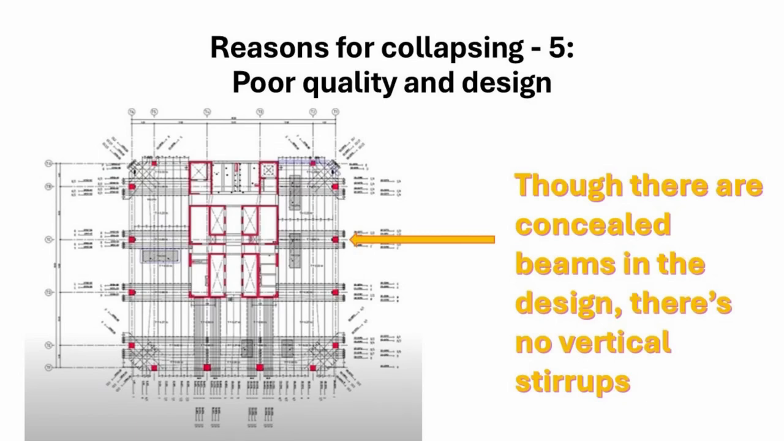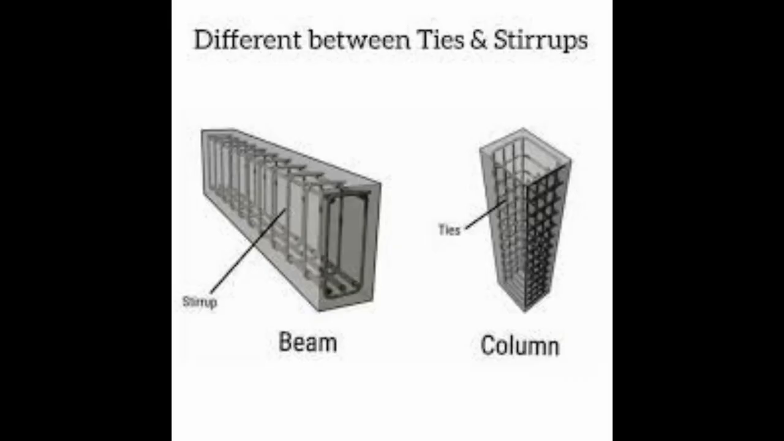And finally, look at the reasons for the collapse. It might be the quality of the design and the structural building. Although the design team considered putting some concealed beams in the design, there are no obvious vertical stirrups. This is a typical stirrup in the beams, and we do not know what type of rods and rebars they actually built into these buildings.